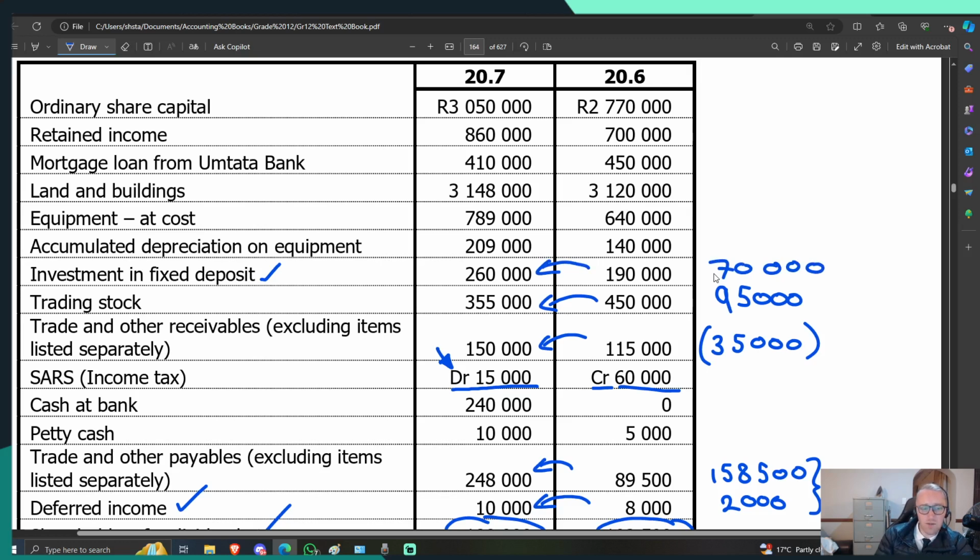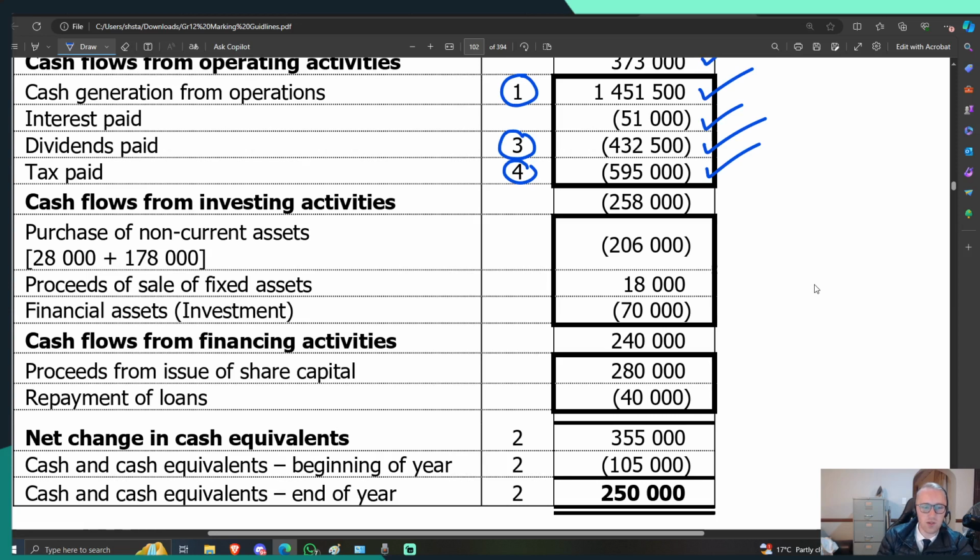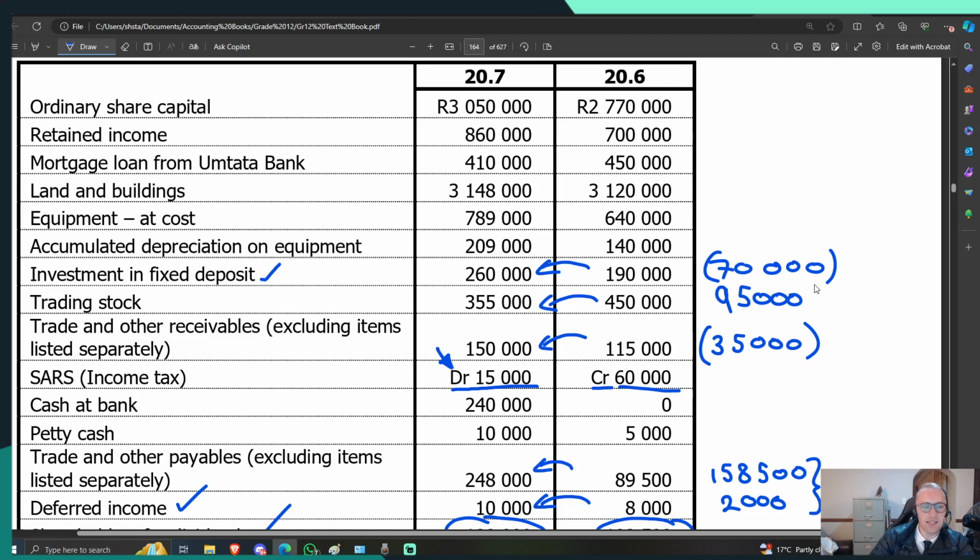Now, was that a cash inflow or a cash outflow? Well, we would have had to pay money out of our bank account and into our fixed deposit account. So it is a cash outflow. So we go here, financial assets or changes in financial assets, 70,000 in brackets. It is a cash outflow for us. Now let's look at our fixed assets. Firstly, we saw that our land and buildings increased. It increased by 28,000 rand.